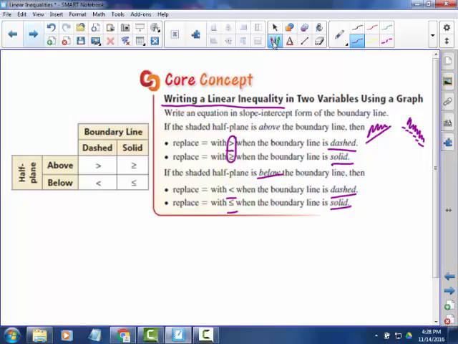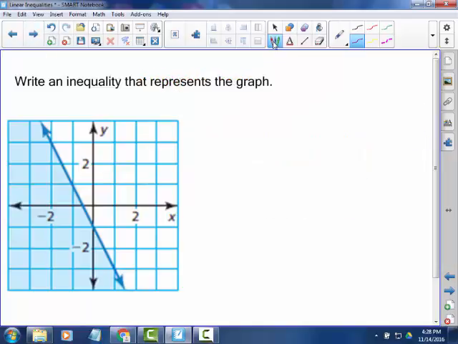All right, so we have a solid line. We are shading below the line. I know it's below because we're going down from the y-axis. We're going down the y-axis. So we would want to use a less than or equal to, because solid and shading down. Now we're going to put a y here because our lines are y lines.